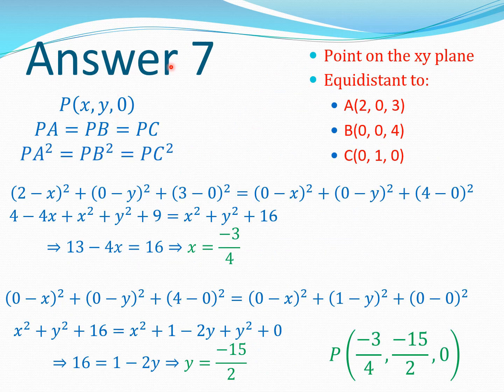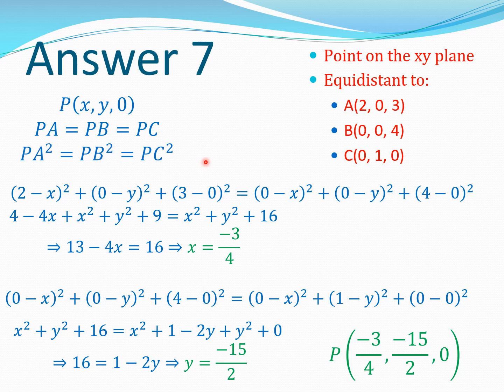Now let's look at question number 7. So in this question, we are told that there is a point on the xy plane and it is equidistant to 3 points A, B, and C. So essentially the point being on the xy plane means that the z coordinate is 0. So the point is going to be P(x, y, 0). Now this point also has the same distance to these 3 points, which means PA equals PB equals PC, and also it would immediately mean that PA square equals PB square equals PC square.